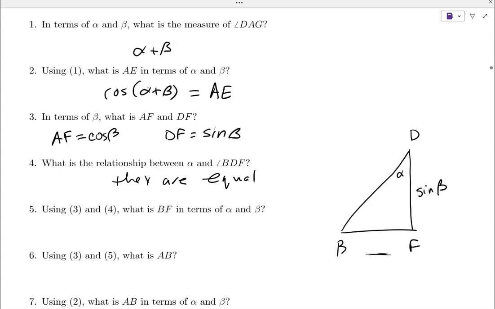All right, so I've got this adjacent side. I want to know this opposite side. Tangent, right? So tangent of alpha is BF over sine of beta, right? Tangent of alpha is opposite over adjacent. So your BF will be tangent of alpha times sine of beta.